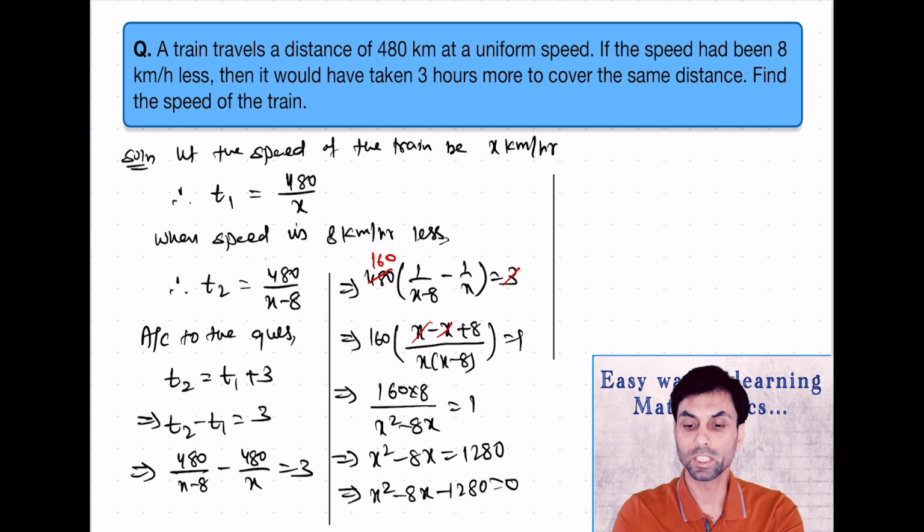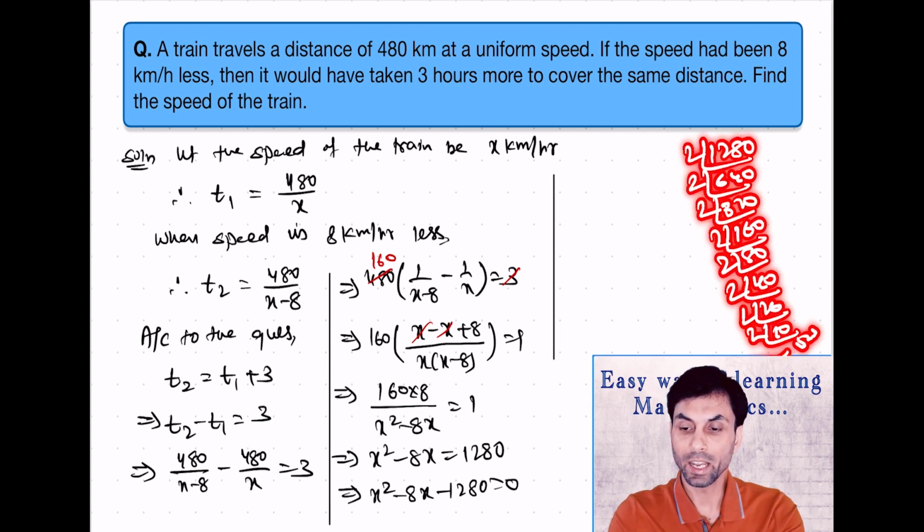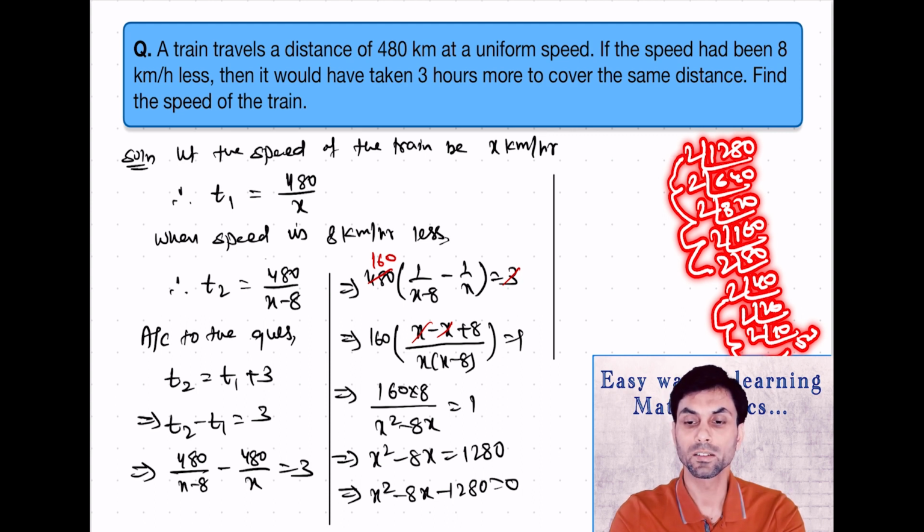Now we are going to use the splitting of the middle term. 1280 has 5 into 2 into 2 into 2, so that will become 40. And then we can take 2 into 2 into 2 into 2, that will become 32. So we can split minus 8 as minus 40 and plus 32.